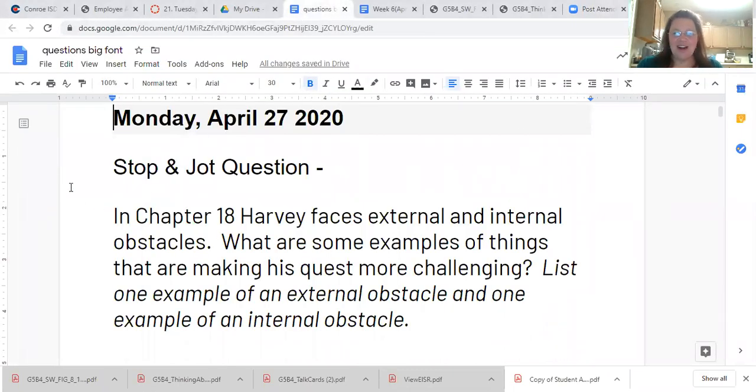In chapter 18, Harvey faces external and internal obstacles. What are some examples of things that are making his quest more challenging? List one example of an external obstacle and one example of an internal obstacle. So you're going to be writing about two different obstacles in today's stop and jot.